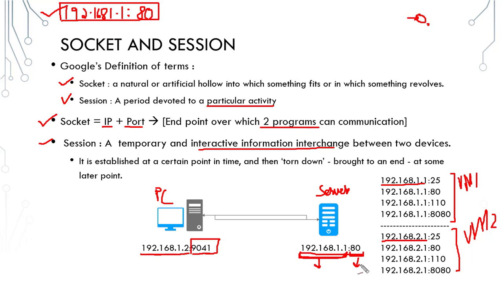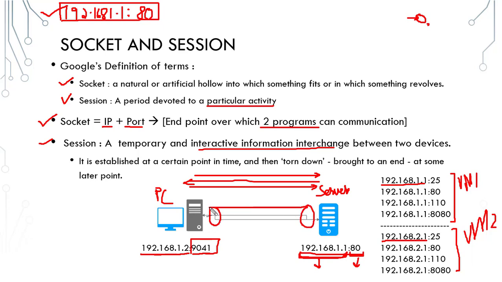Now what is a session? Now let's say you have sent a request to a server on 192.168.1.1 colon 80 and the server asks you to authenticate yourself. Authentication means it will ask you to provide a certain username and password. Now let's say you have provided the username and password to the server. Now a session will open up. What is a session? As we have discussed, it is established at a certain point. Now the session has been established.